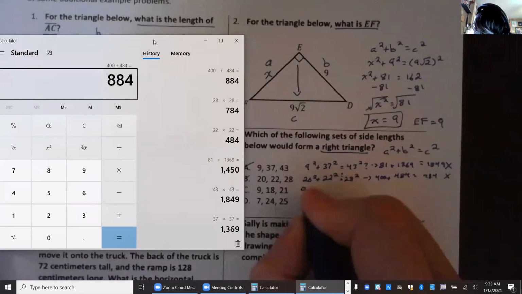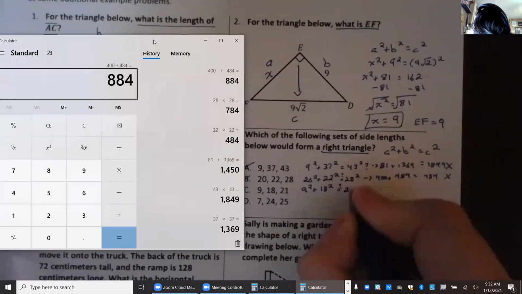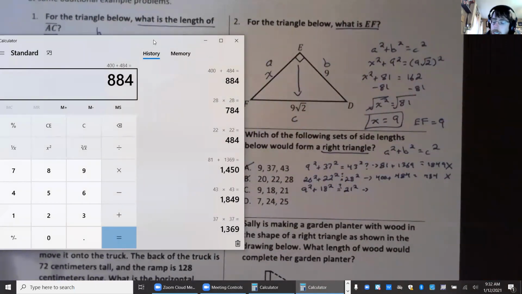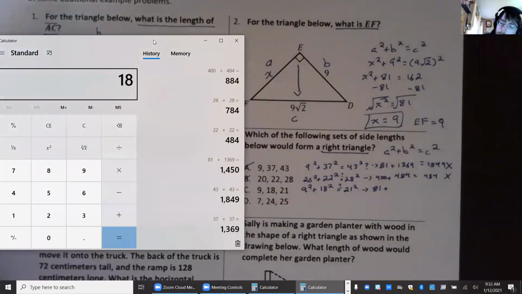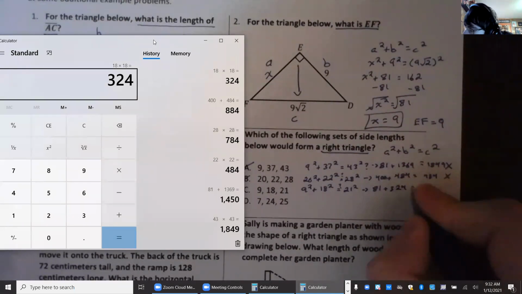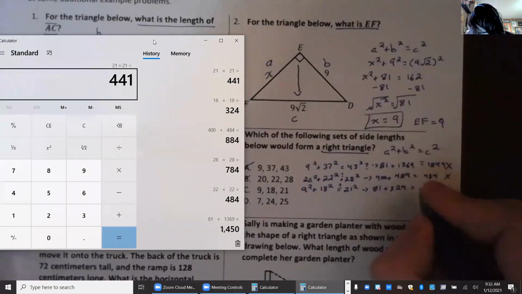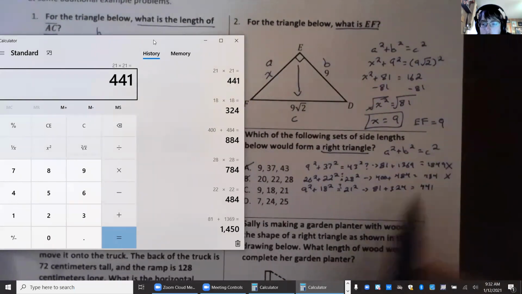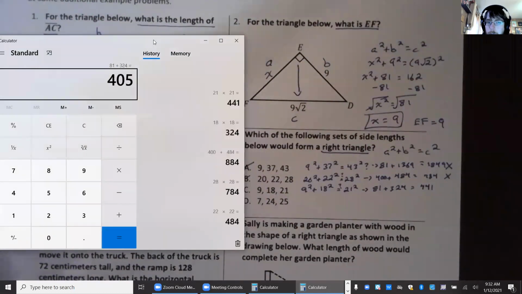21 is our C value, so we have 9 squared plus 18 squared. Is it equal to 21 squared? Well, 9 squared is 81. 18 squared is 324. And 21 squared is 441. And when we add 81 and 324, does it give us 441?